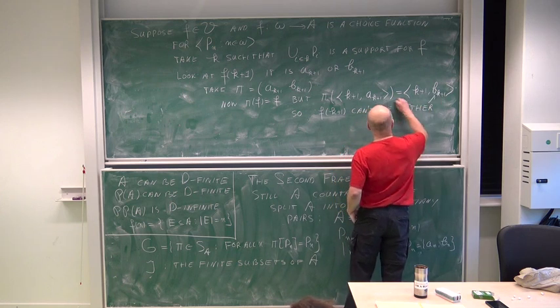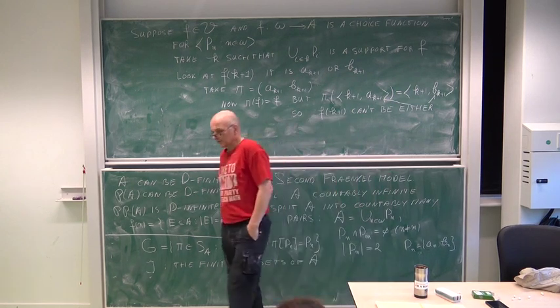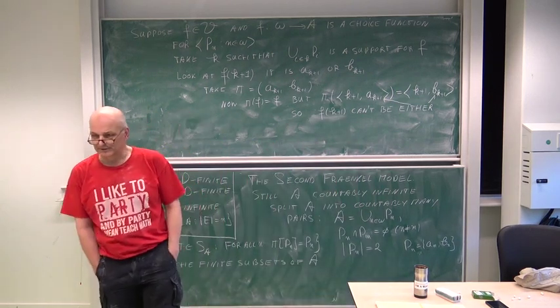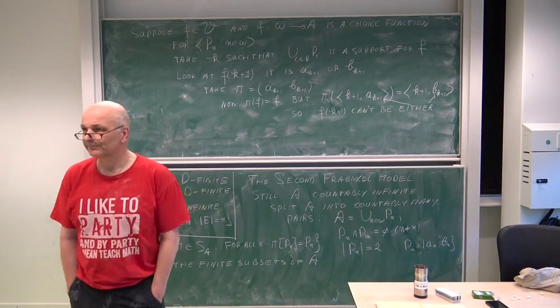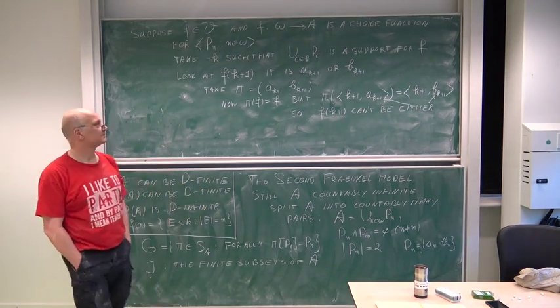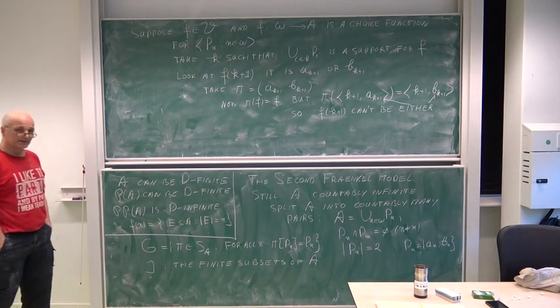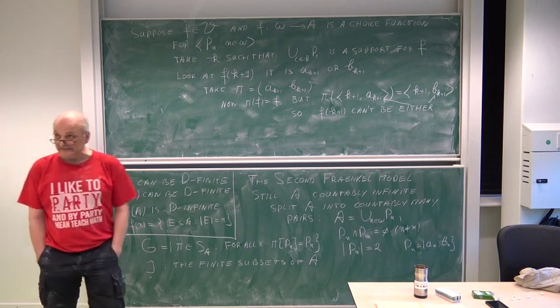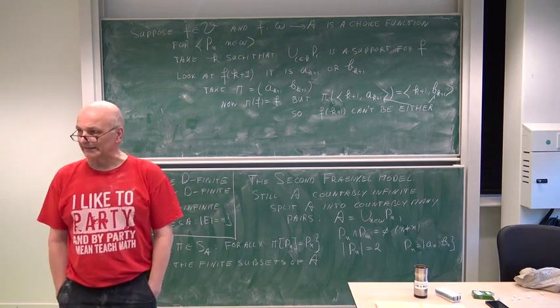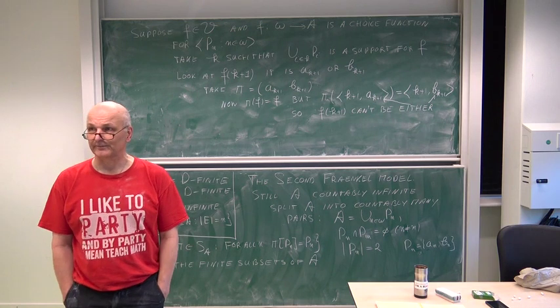So F of k plus 1 cannot be either, because if it was one of them, it was also the other one. So no, this is not a choice function. It fails just right above its support already.